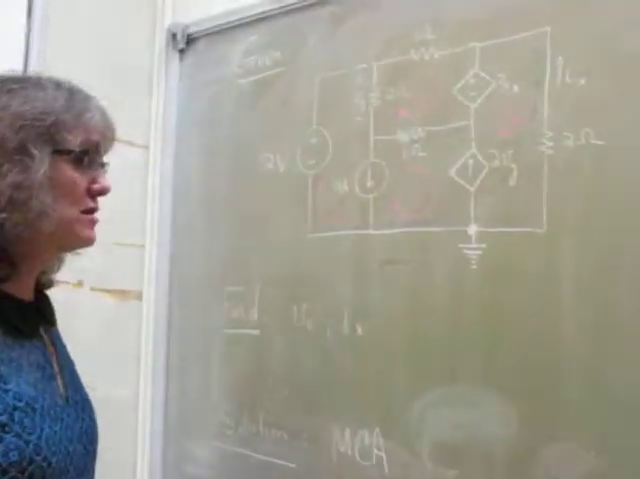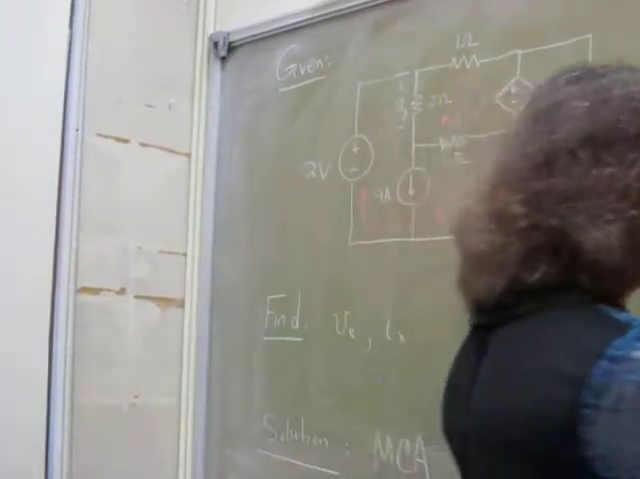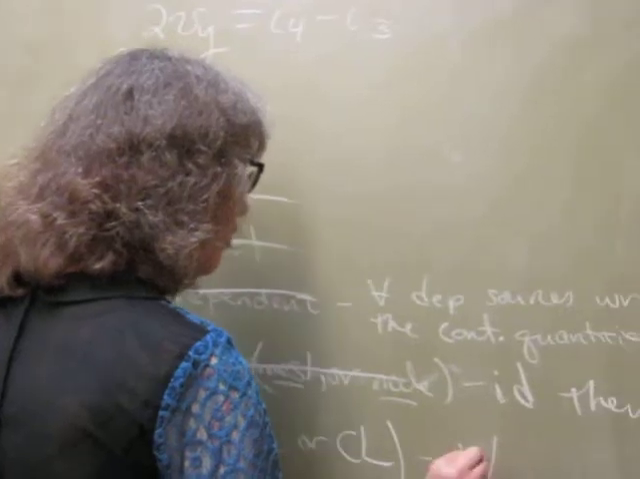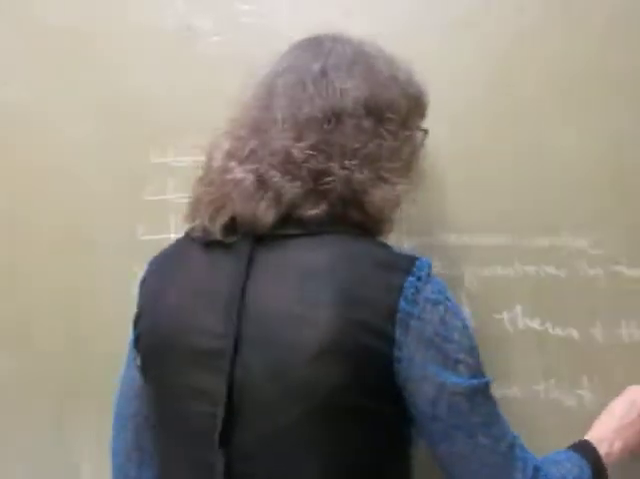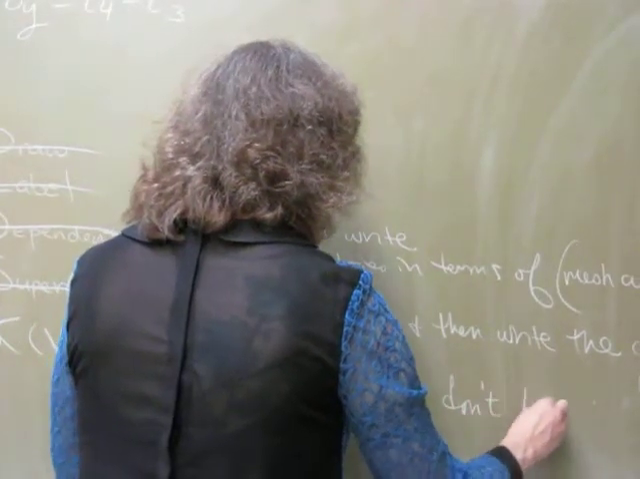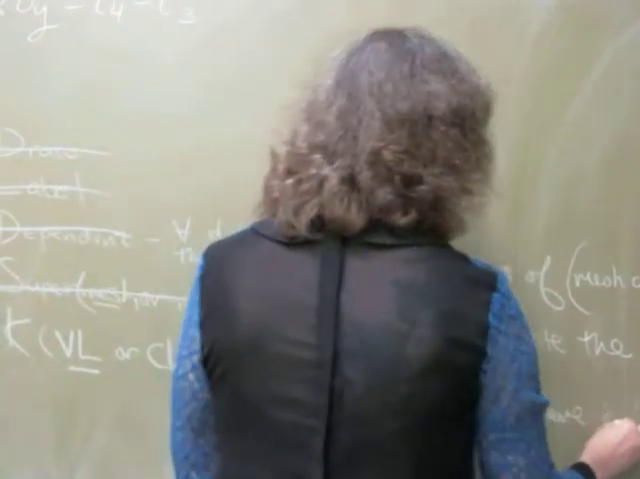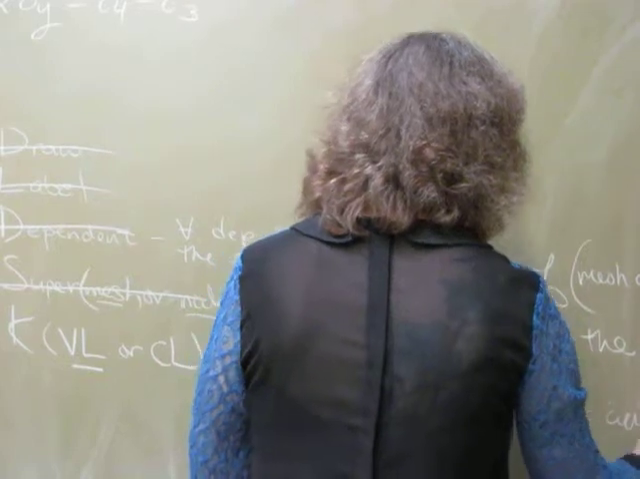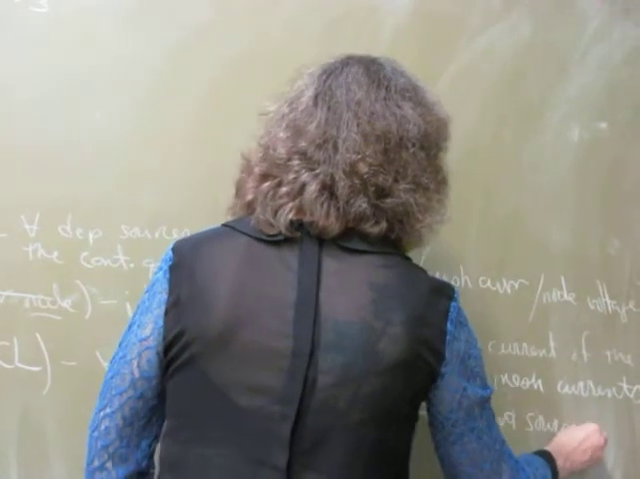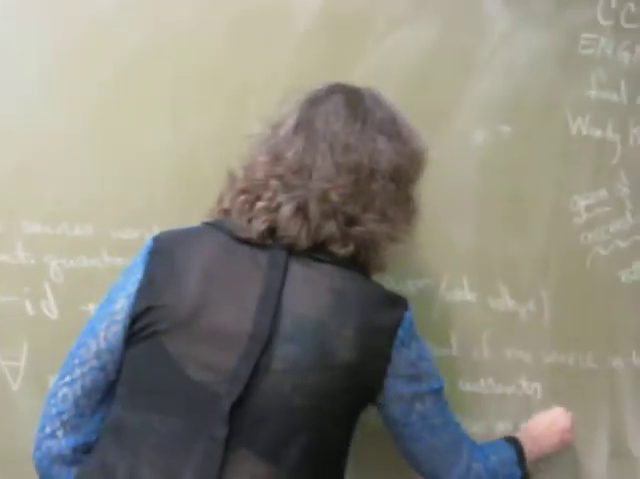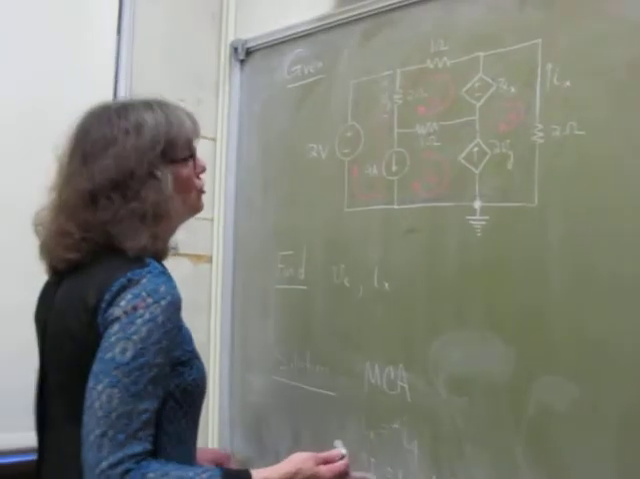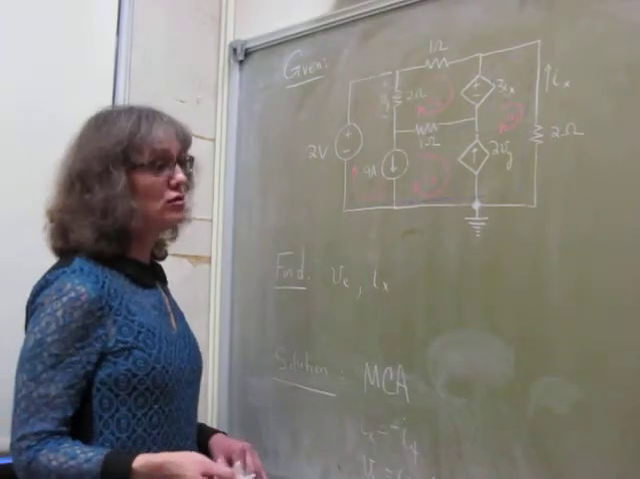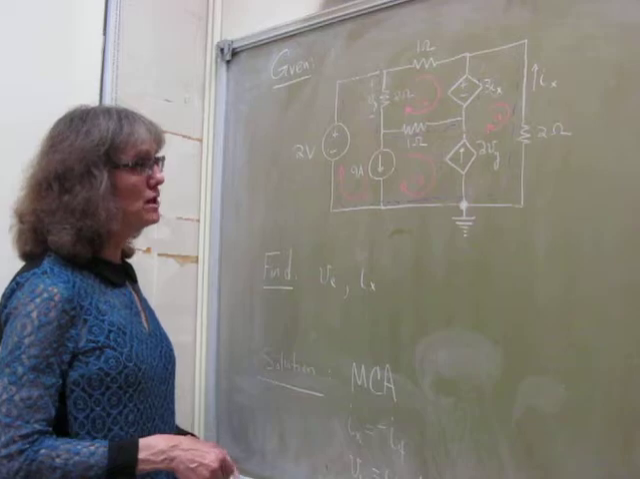mesh current analysis. And what we want to do is write Kirchhoff's voltage law for all meshes that don't have current sources on the perimeter. So actually we don't have any current sources on the perimeter, so that's not an issue. But we do need to do Kirchhoff's voltage law for all the meshes.